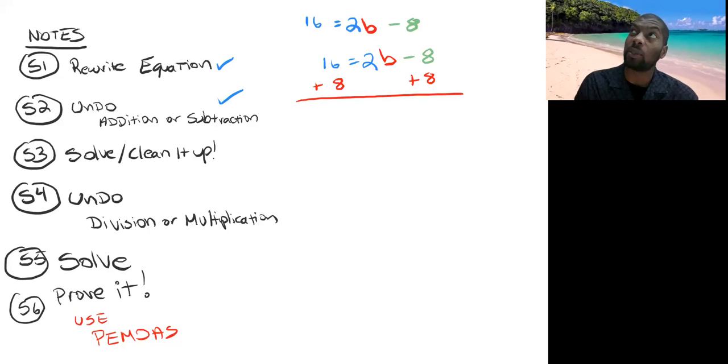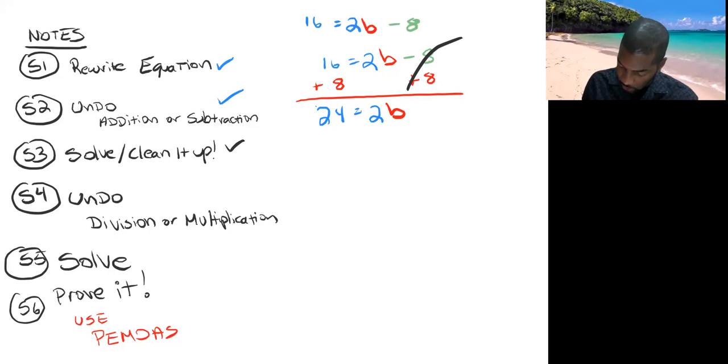16 plus 8 is what? Oops, I was about to drop that. Whoops. 16 plus 8, right? 6 and 6 is 12, so 22, 22 and another 2, 24. So I have 24 here equals 2 times b, because nothing happened to it. Negative 8 plus 8 is 0, right? Cancel each other out. We've cleaned it up.